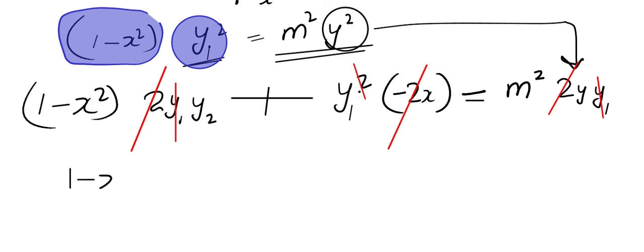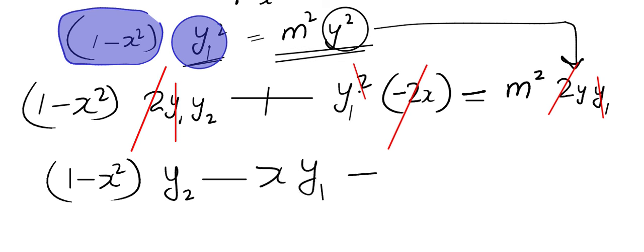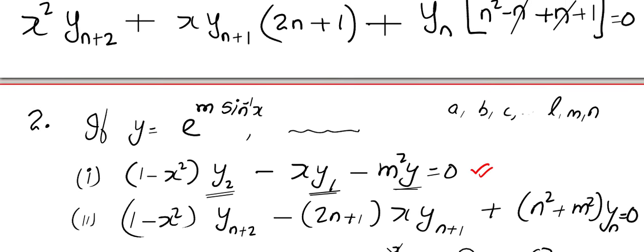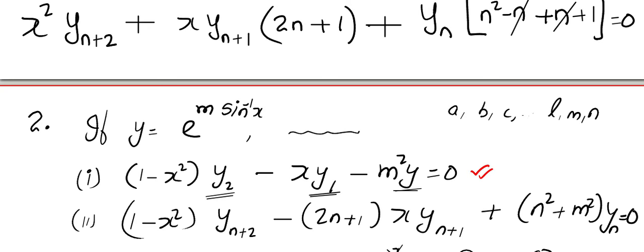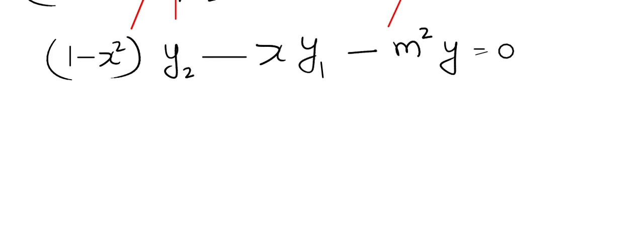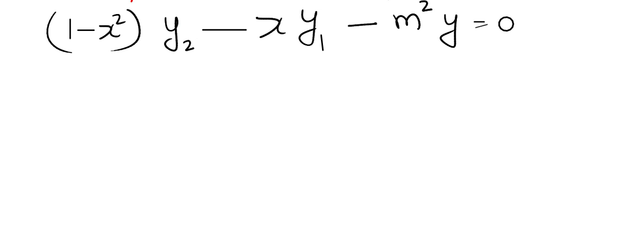That's it. We get the first part, 1 minus x square into y2 minus x into y1 minus m squared into y is equal to 0. You can confirm it exactly. Now the second part. Second part means we are going to apply Leibniz theorem. Remember, we have 3 terms here, term 1, term 2, term 3.